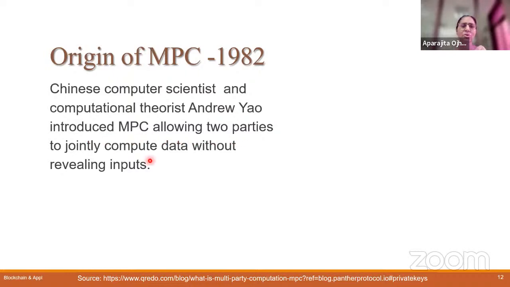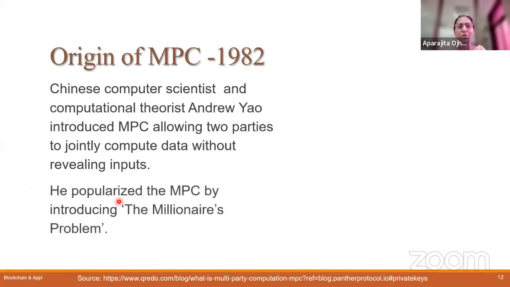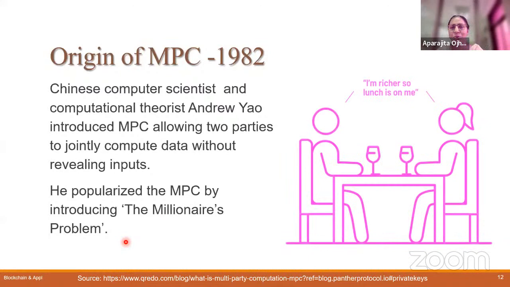So many different ideas evolved, and this was one of the ideas: allowing 2 parties to jointly compute on data without revealing inputs. He popularized multi-party computation by introducing the millionaires problem. What is the millionaires problem? 2 people go on a dinner, and they each offer that they will be paying for the dinner, and both of them claim, I'm richer, so lunch is on me, right?